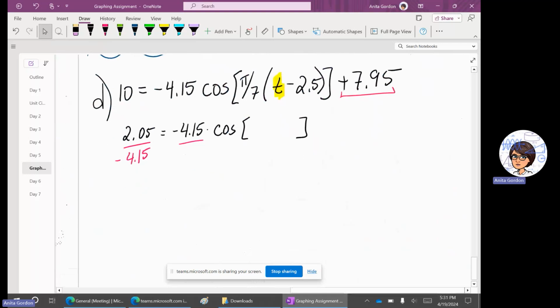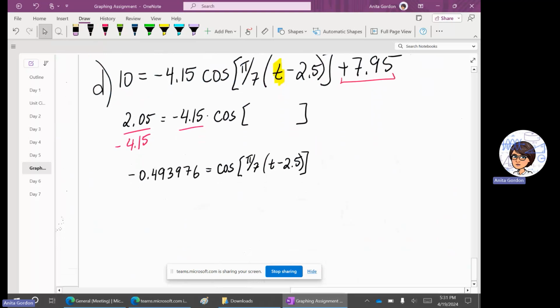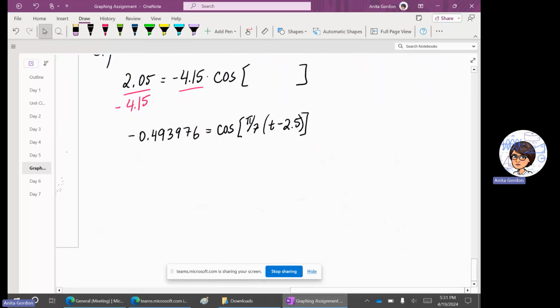Divide by negative 4.15. This is going to give me the decimal number 0.493976. I'm going to keep like 5. You should keep at least 5 numbers after the decimal. The reason is, especially if you're using a graphing calculator, you need a lot of decimals to get a halfway decent, accurate answer. If you're using a graphing calculator, it'll remember this number as you keep on working.